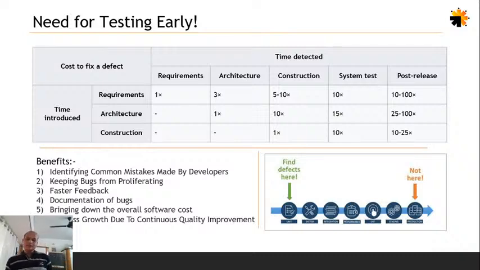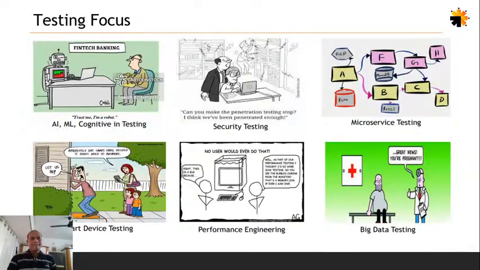Faster feedback, obviously, yes, once you move your focus into shift left, you get engaged right from the first line of code the developers have written. At that point in time, you engage into testing, more of unit testing or acceptance testing. So that way we can try to knock off the bugs that could exist in the system at an early point. Documentation of bugs, bringing down the overall software cost and business growth due to continuous quality improvement. Okay, cool. So that was about the need for early testing.